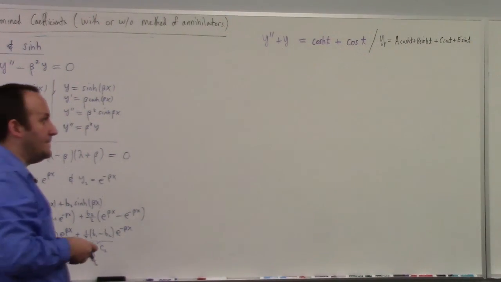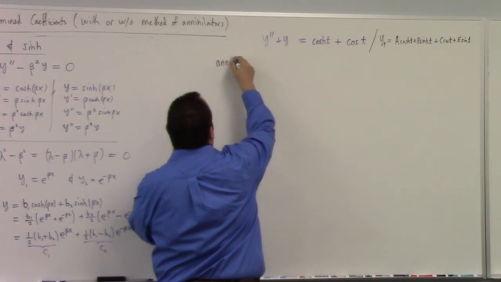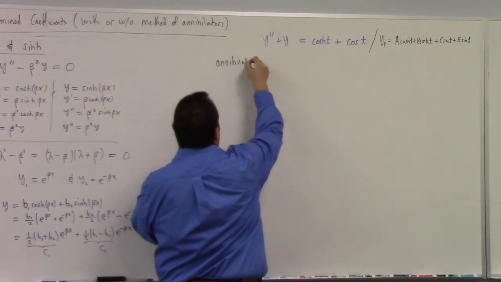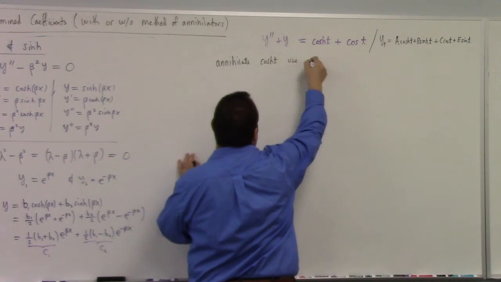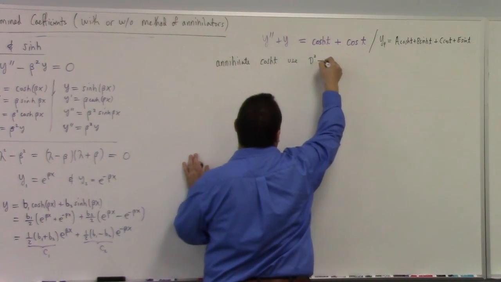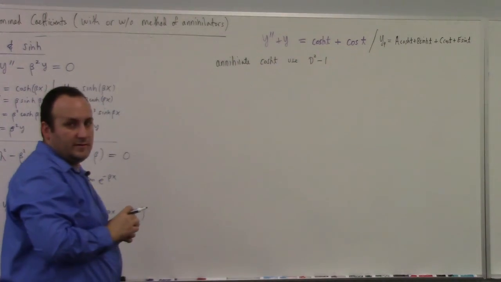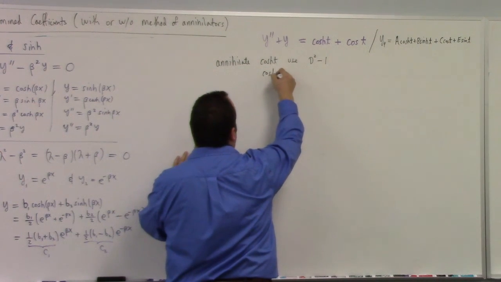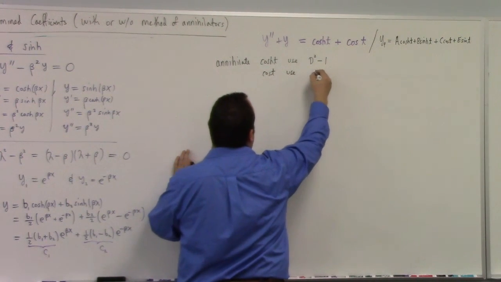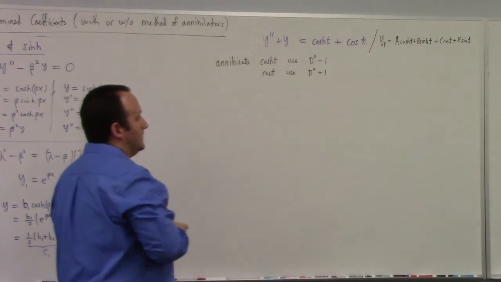Let's see why. So to annihilate cosh t, use D squared minus 1. All right. To annihilate cosine t, we use D squared plus 1. Okay.